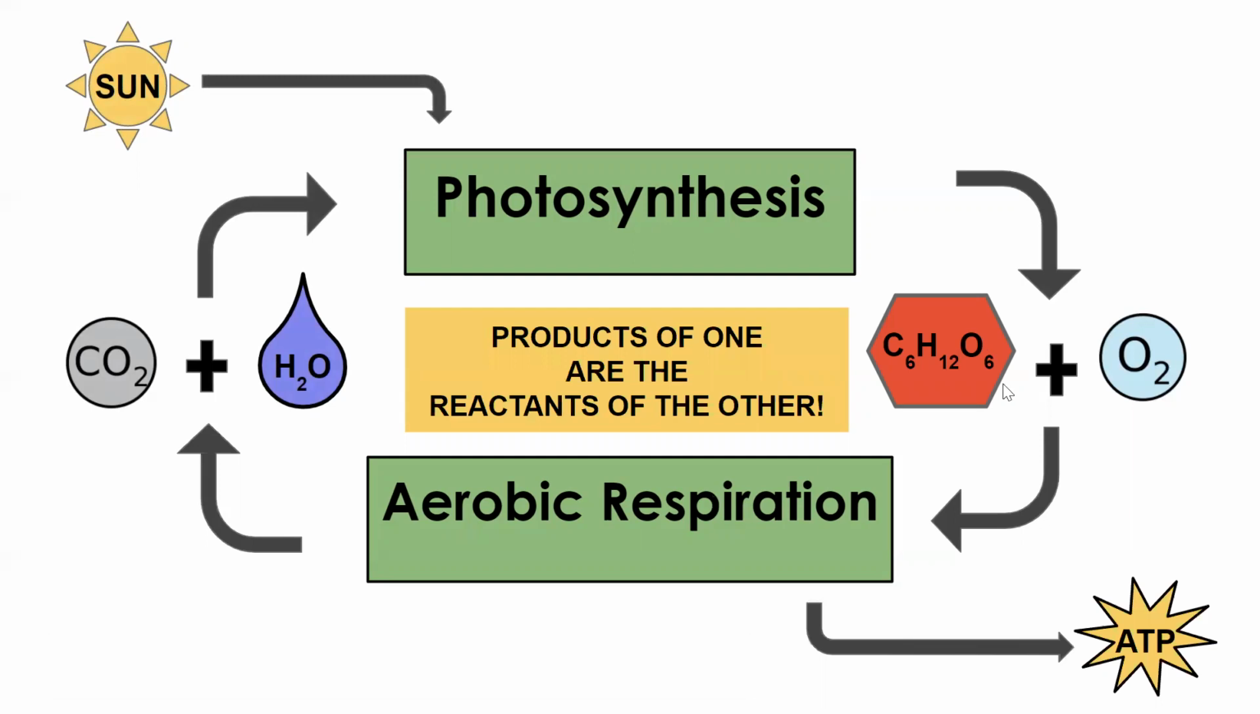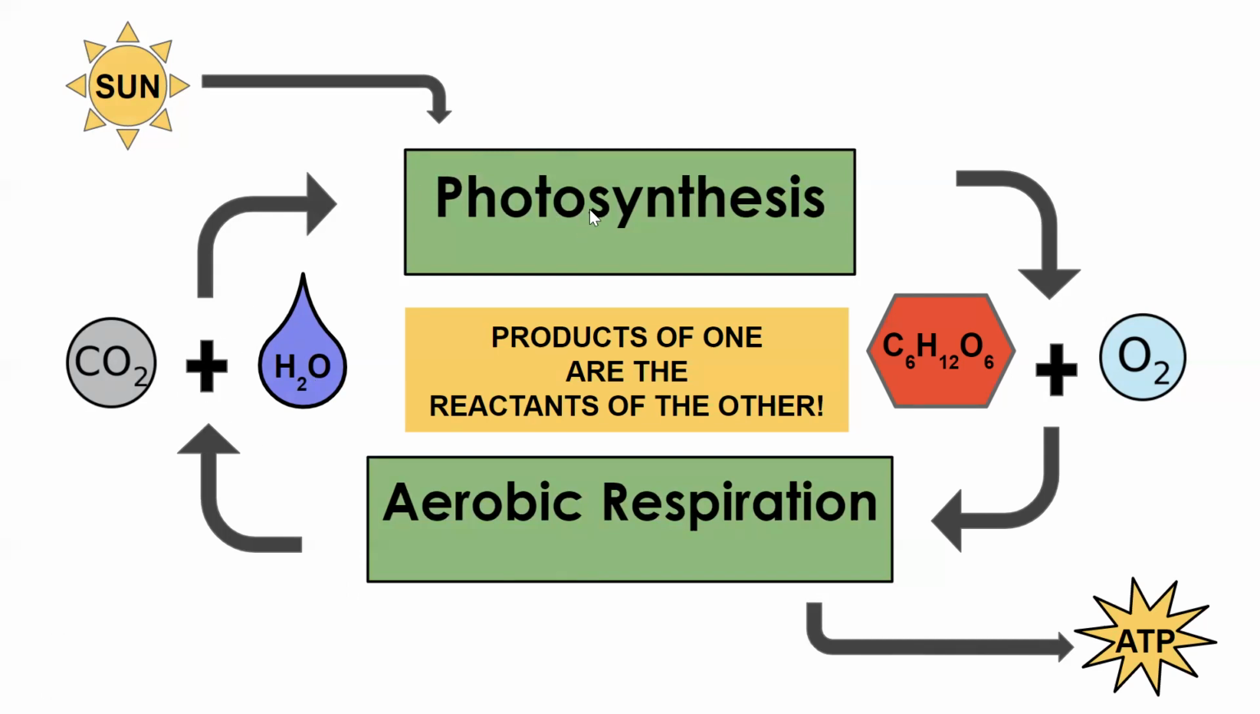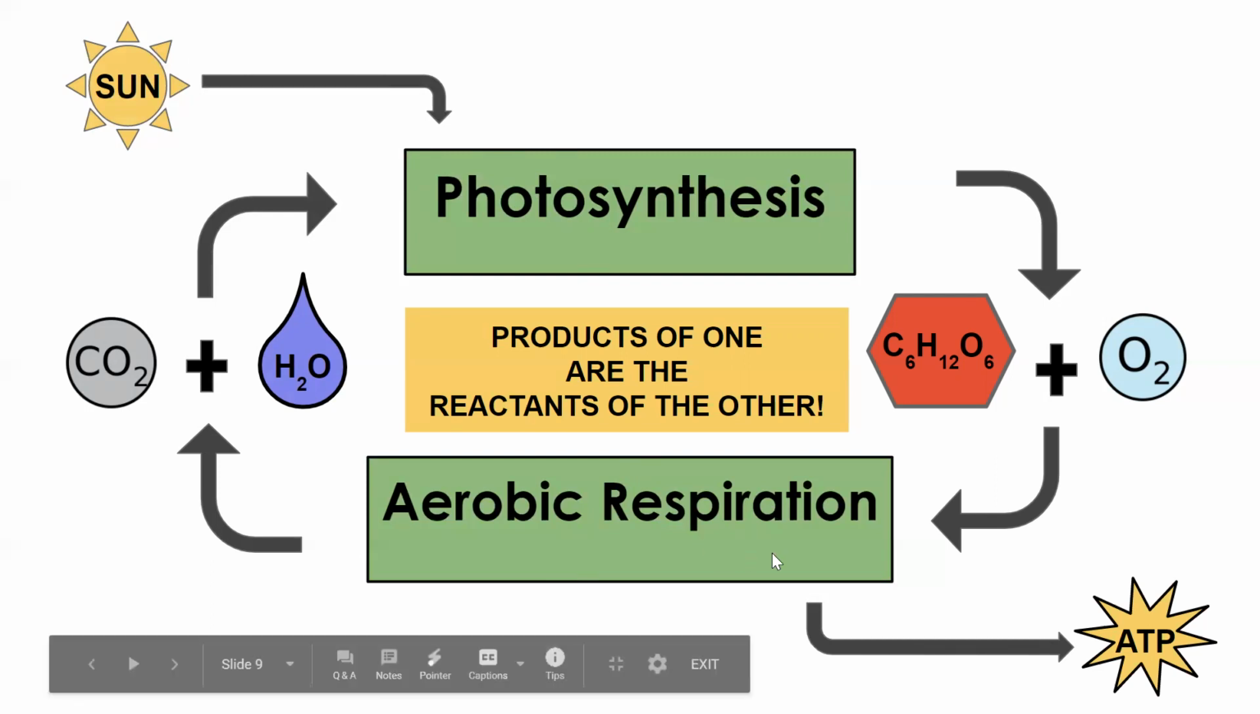Aerobic respiration makes carbon dioxide and water. Carbon dioxide is used by photosynthesis in order to start its process. So the products of one are the reactants of the other. The products of photosynthesis are the reactants of aerobic respiration. The products of aerobic respiration are the reactants of photosynthesis. Photosynthesis, as stated before, requires energy. It needs an energy input, whereas aerobic respiration releases energy.